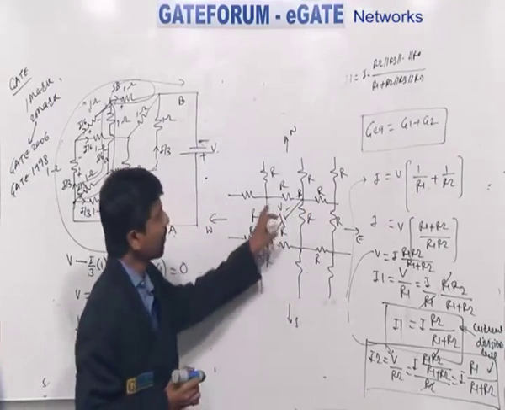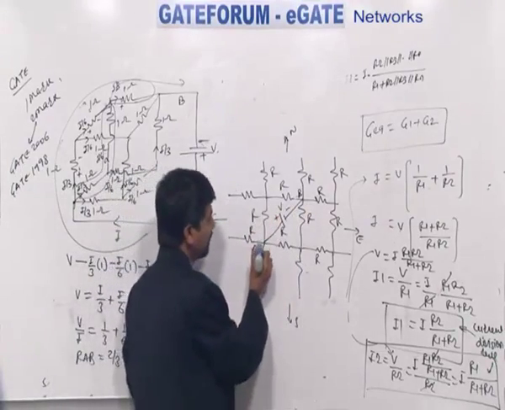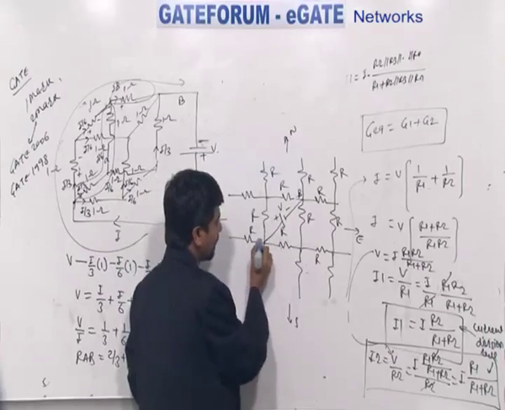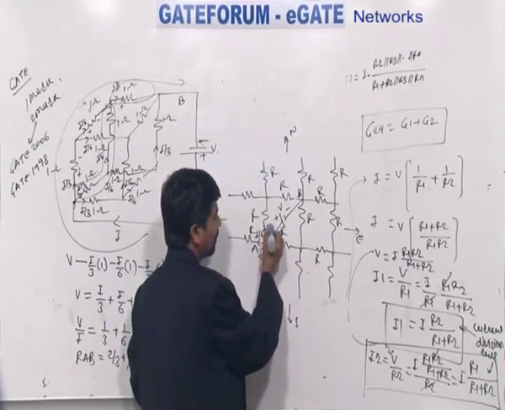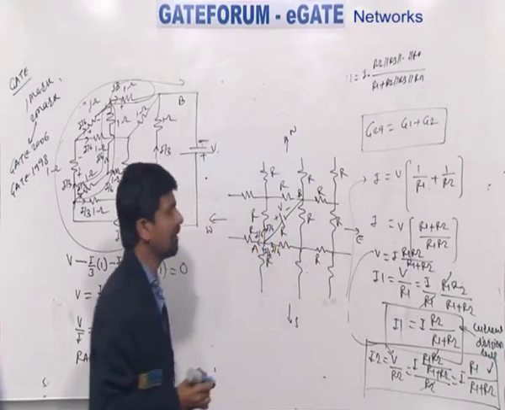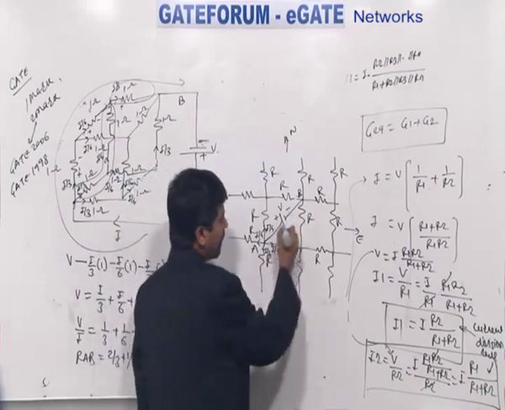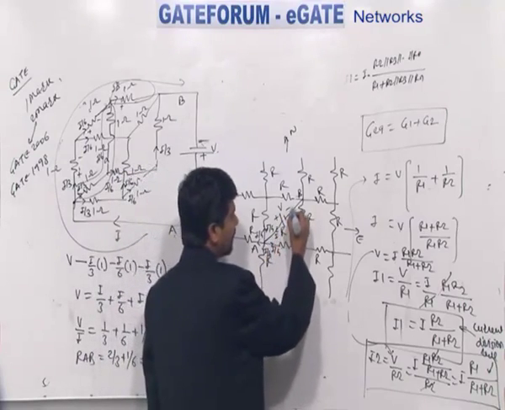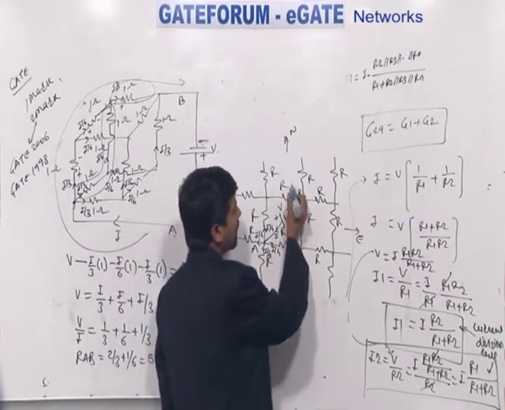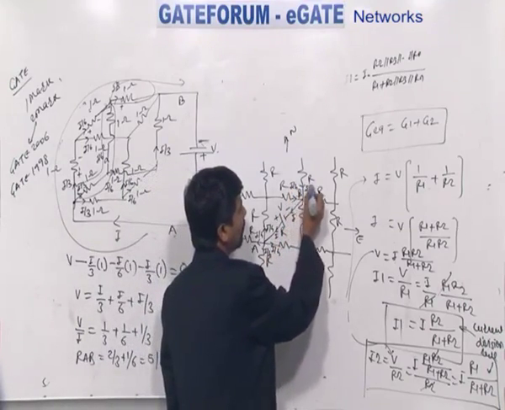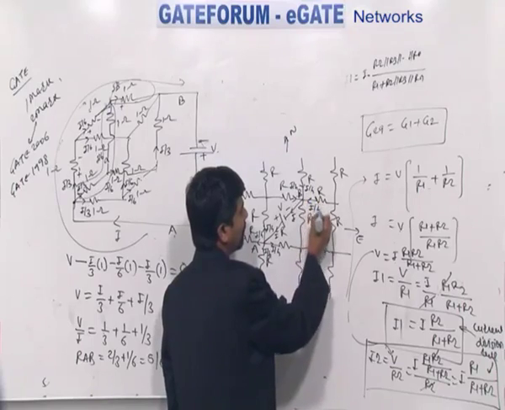Now what will happen? If you observe this circuit carefully, 4 resistors are there. So I can say I by 4, I by 4, I by 4, I by 4. Current will be divided into 4 equal parts. Total incoming current at the positive terminal and negative terminal should be the same. So this current will be I by 4, I by 4, I by 4 and I by 4.